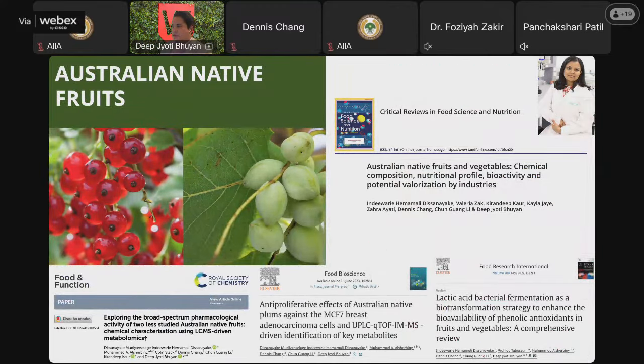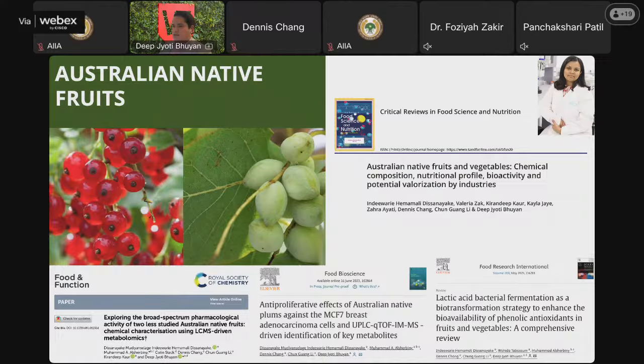As Dr. Rajagopala suggested, we are also doing some work in the space of Australian bush medicine. And my student Indivari, I think she's online today as well. She has done some incredible work in that space, looking at how we could use different types of Australian native fruits, especially against breast adenocarcinoma cells, as well as to understand their chemistry and other broad spectrum bioactivity.